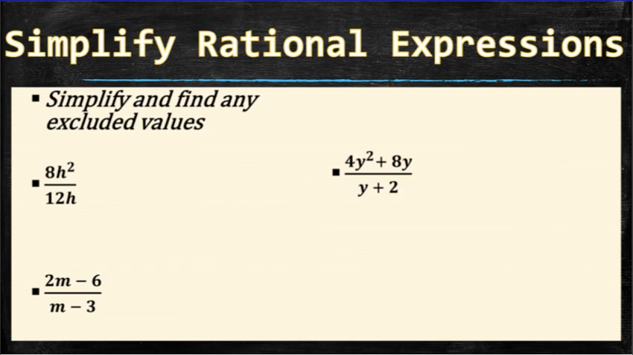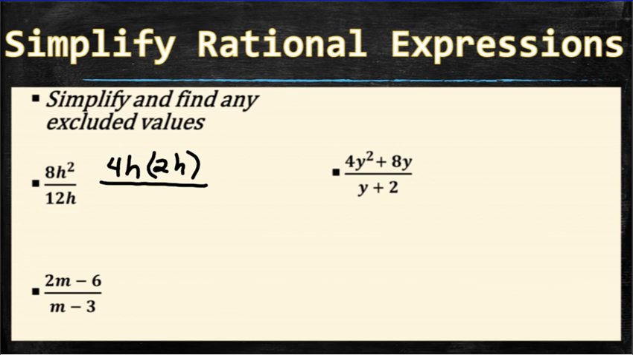Next slide. A couple more examples. 8h squared over 12h. We need to simplify. Well, for this one, we actually are simplifying and then finding the excluded values. So let's simplify this first. I take 8 over 12. I know I can factor out a 4 and an h in the numerator. 8 divided by 4 is 2. H squared divided by h is h. So that's just a concept we went through already this year.